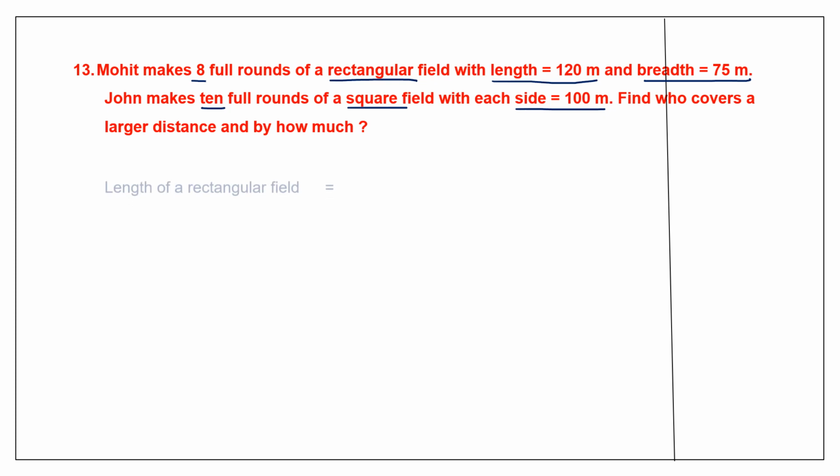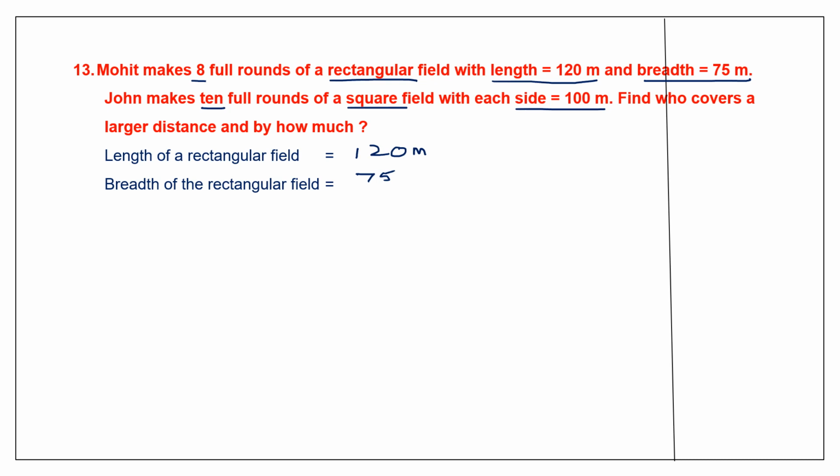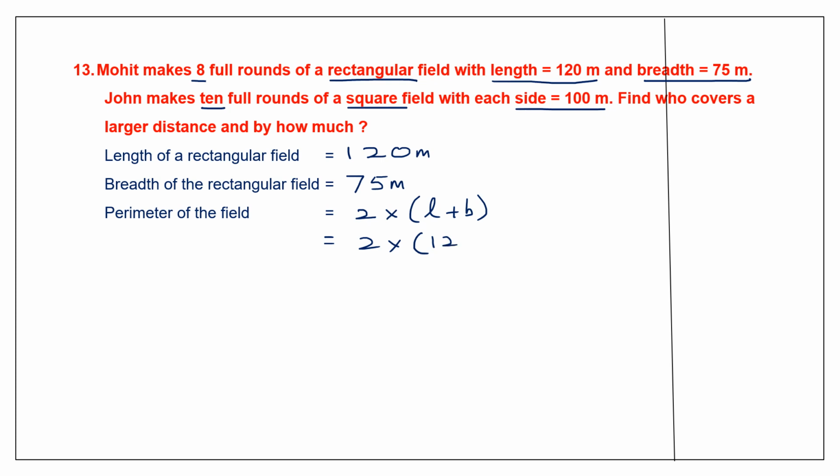So we need to find first how much distance Mohit covers and then the distance covered by John. So let's begin. Length of a rectangular field is given to us as 120 meters. The breadth of the field is 75 meters. Now, the perimeter of the field, because we're talking about full rounds, we're talking about the boundary. So the perimeter will be 2 into length plus breadth, which is 2 into length is 120 meters plus breadth is 75 meters. So this will be 2 into, let's add up 120 and 75.